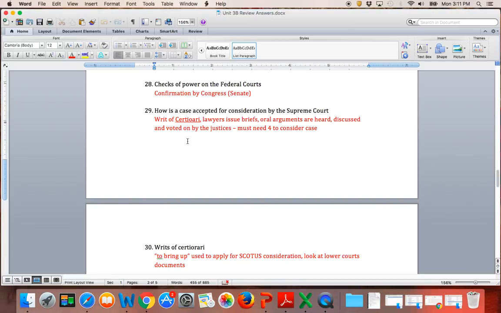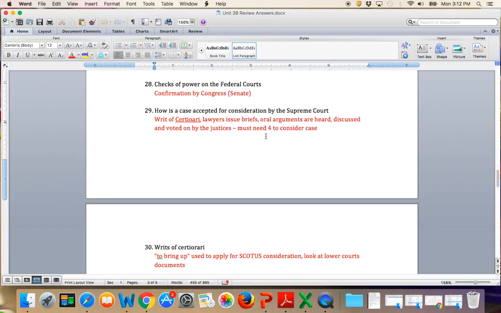There's 7,000 plus that are usually written. Only 100 to 150 cases are actually heard by the Supreme Court. In this writ of cert, they are writing why they believe their case should be heard. If it's accepted, then the lawyers will issue briefs from both sides, and they have a certain amount of days to do so. Then they have oral arguments, 30 minutes each side. After that, the Supreme Court will discuss and vote by the justices.